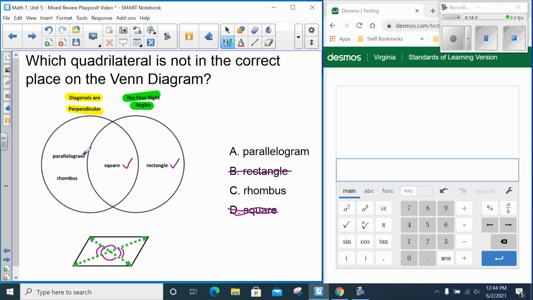So did these diagonals make 90-degree angles? No, they were not perpendicular. So parallelogram is in the wrong spot on the Venn diagram. If we had a picture of a rhombus, you would see that yes, the diagonals are perpendicular on a rhombus, so we don't need to move that.